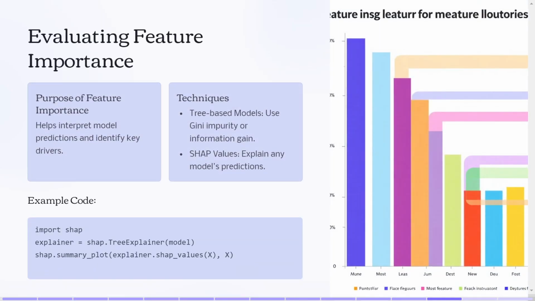Understanding which features are most important can provide insights into how the model makes predictions. We can use techniques like SHAP values, which explain the impact of each feature on the model's output. This helps us identify key drivers and can also be useful for debugging or refining our model further.